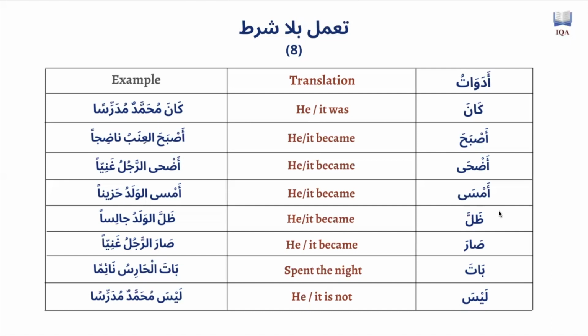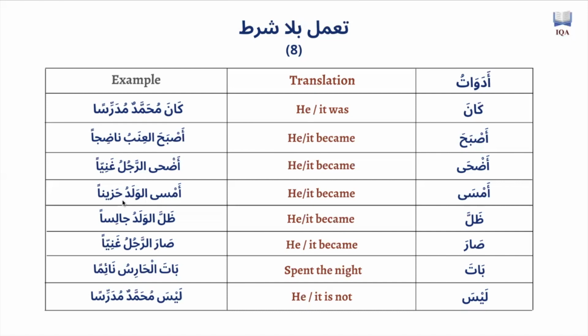But later on, inshallah, in your further studies of grammar, you can further understand that these 4 here do have another meaning. So in this context, asbaha and all these other ones here, they all mean it became. So asbaha al-'inamu nadijan, the grape became nadijan, it became ripe. Adha al-rajulu ghaniyan, the man became ghaniyan, became rich.